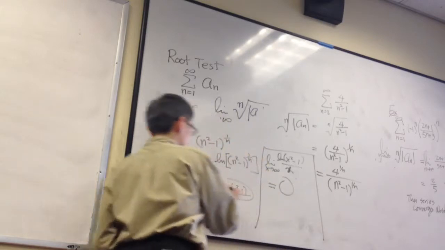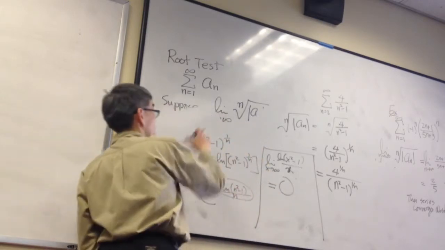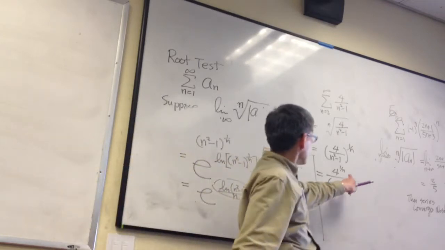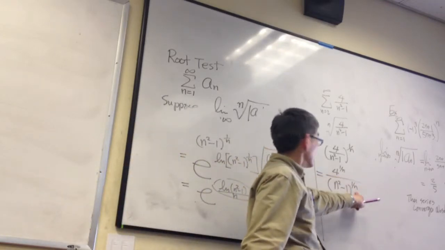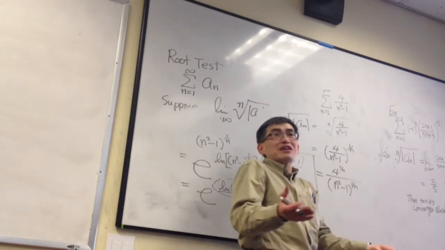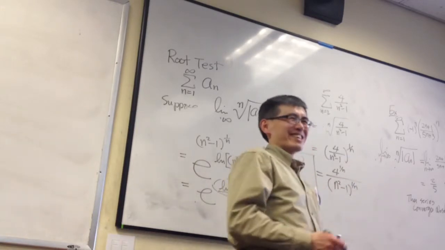0. So this one approaches what? 0. So this one approaches what? E to the 0, which is what? 1. And therefore you go back here. This approaches 1. This one approaches 1 as well. So 1 over 1, which is what? 1, inconclusive. Of course, right?